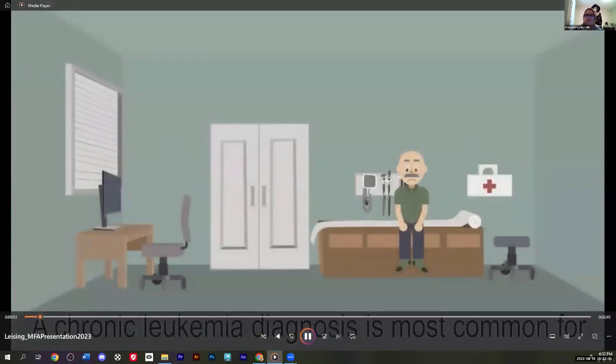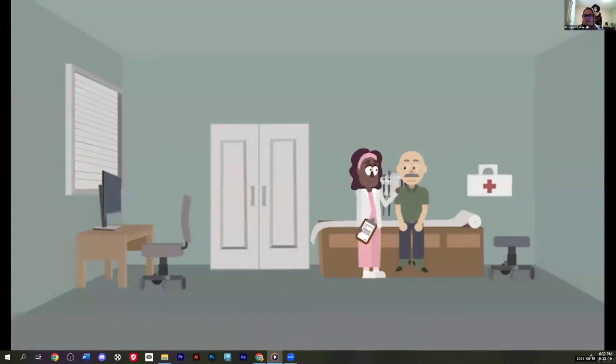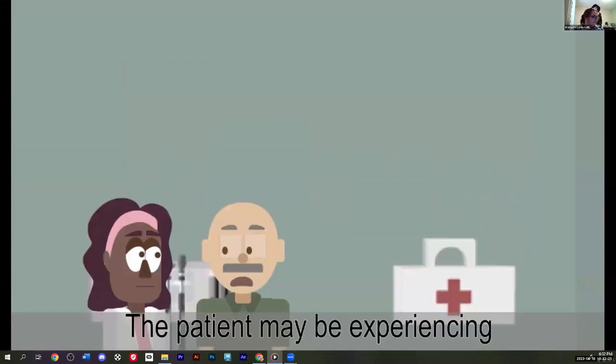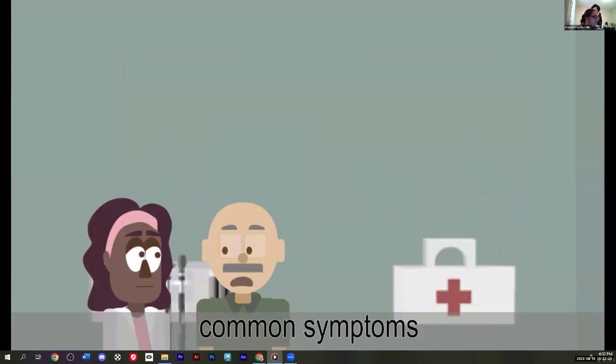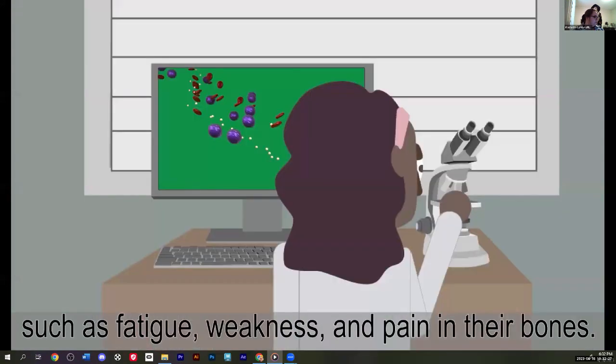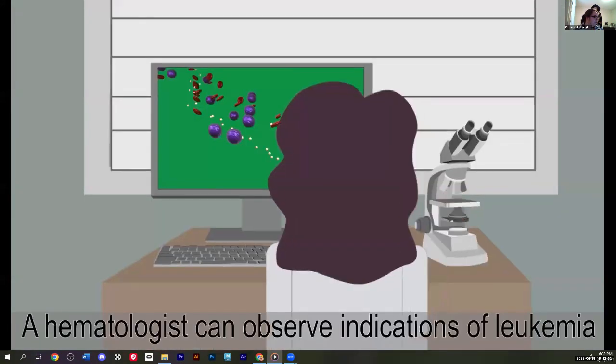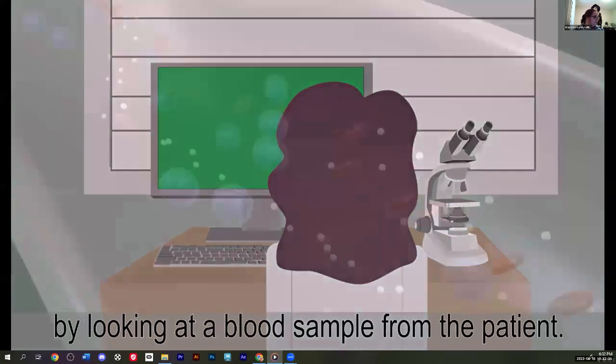A chronic leukemia diagnosis is most common for patients ages 65 and older. The patient may be experiencing common symptoms such as fatigue, weakness, and pain in their bones. A hematologist can observe indications of leukemia by looking at a blood sample from the patient.